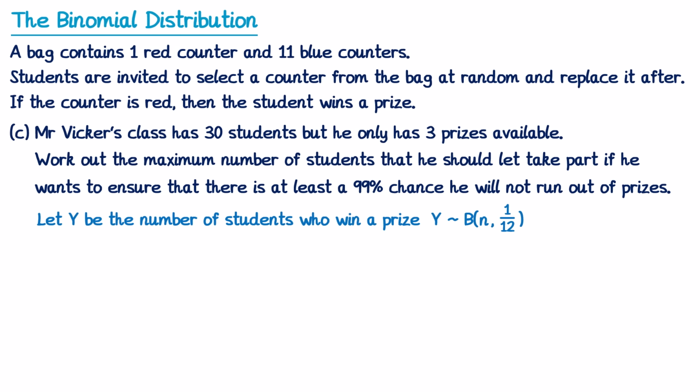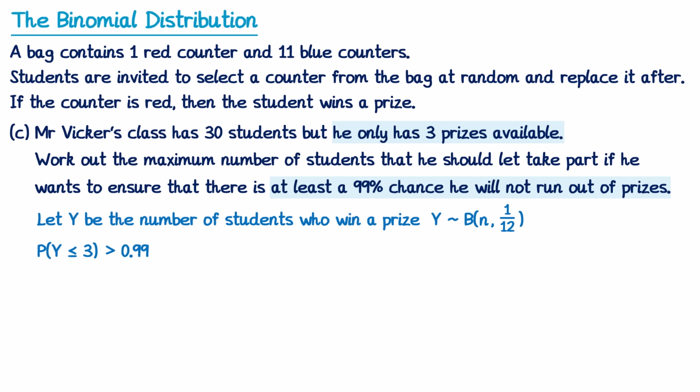So now that we have the distribution defined, let's think more about this question. We need to make sure there's at least a 99% chance he's not going to run out of prizes. And remember, he only has 3 prizes available. So for instance, if 4 students won, he would run out of prizes. He wouldn't have enough to give every student a prize in that situation. So we need to make sure that the number of students winning prizes does not exceed 3. So we want the probability of y being less than or equal to 3. And we need to make sure that this happens at least 99% of the time. So this needs to be greater than 0.99.